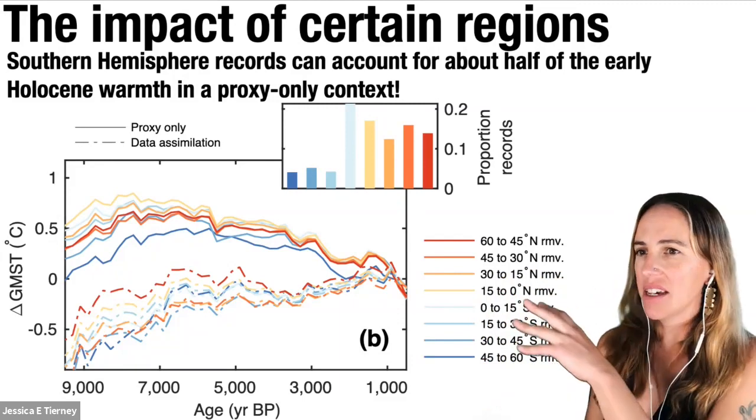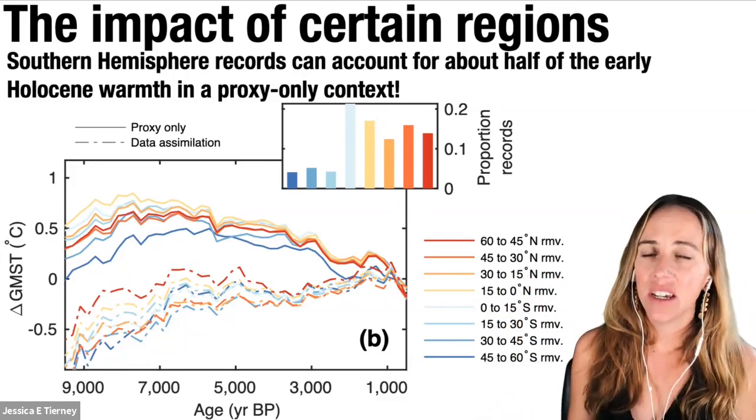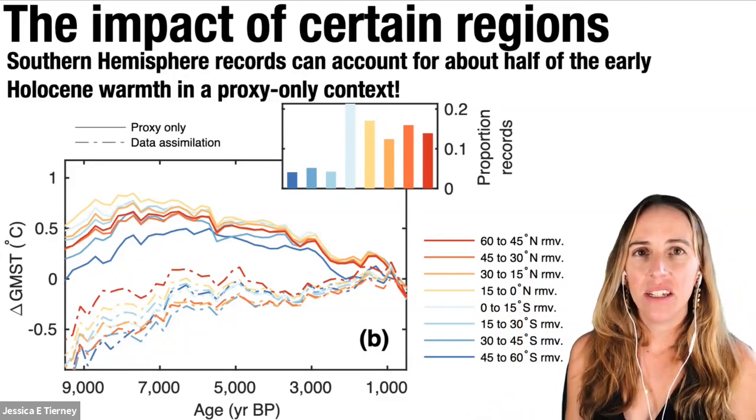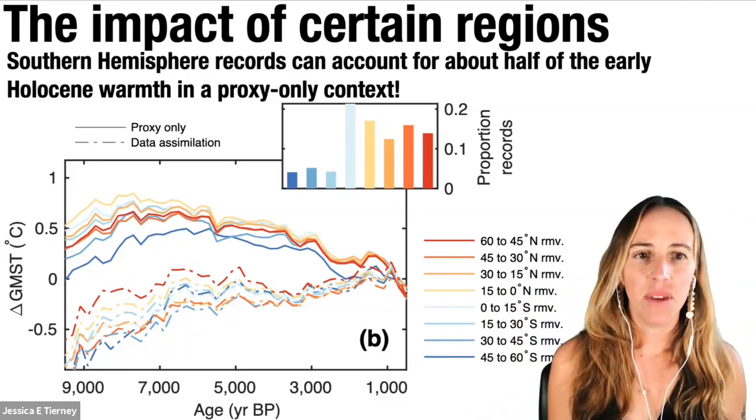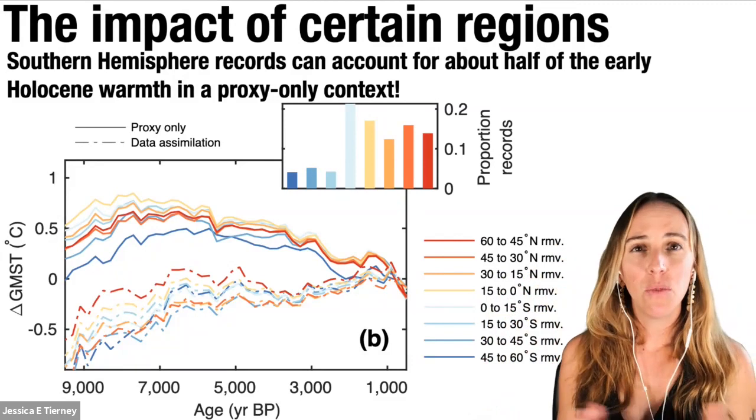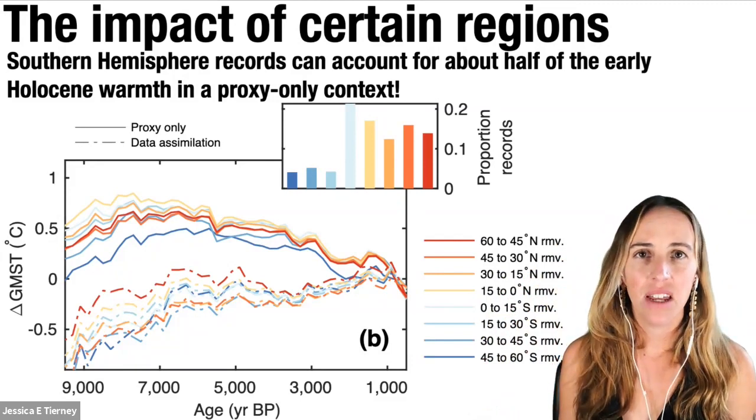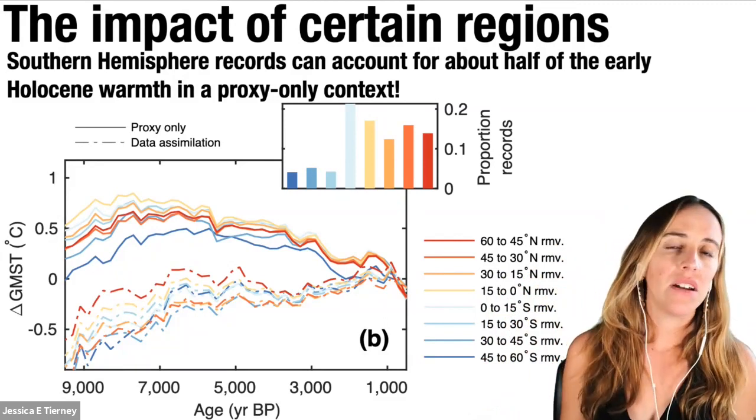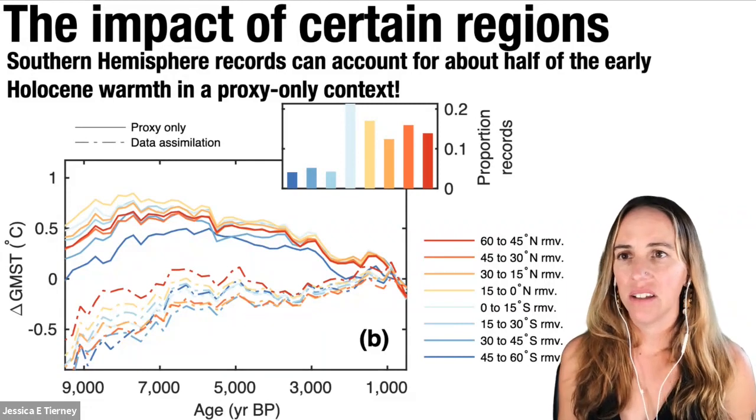In the DA context, it's a different story. Leaving out that southern band actually doesn't change temperature evolution so much. In the DA context, the band that matters the most is actually the red band. And when we leave it out, we get a little bit of a warmer, earlier Holocene. And that's because those records in the high northern latitudes are feeling the Laurentide and are typically colder in the early Holocene as the Laurentide is still present.